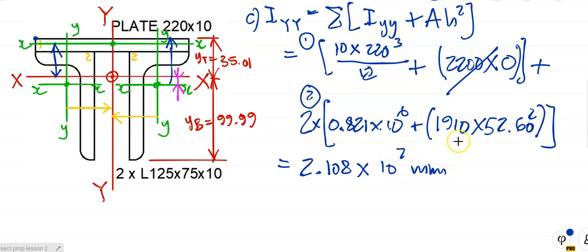Write the units in. Why am I doing that? Write the units in, otherwise I take off a mark. Okay, so people, that's IYY. It's 2.108 times 10 to the power 7 millimeters to the fourth. Okay, so what we're going to do next, we're going to do ZXX top, ZXX bottom, work out R-min, and that one is history. Let me just clear the board quickly.